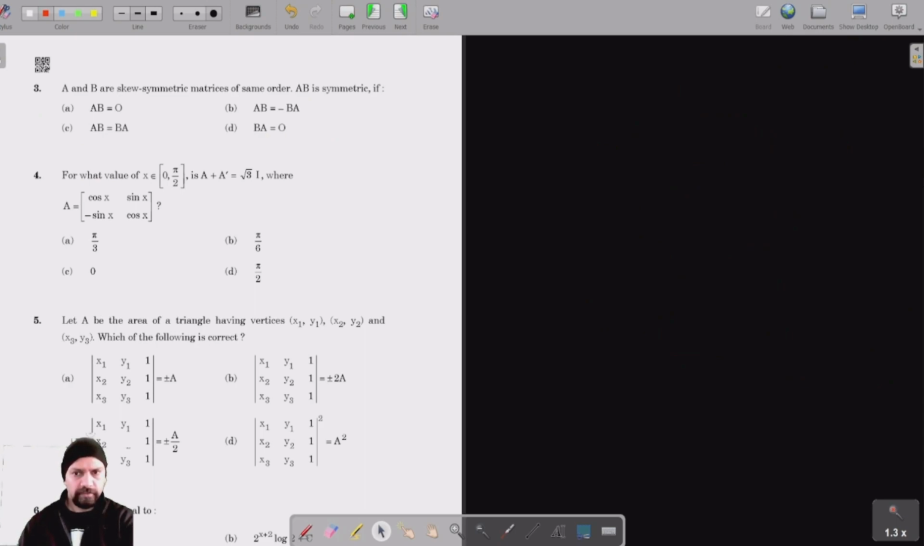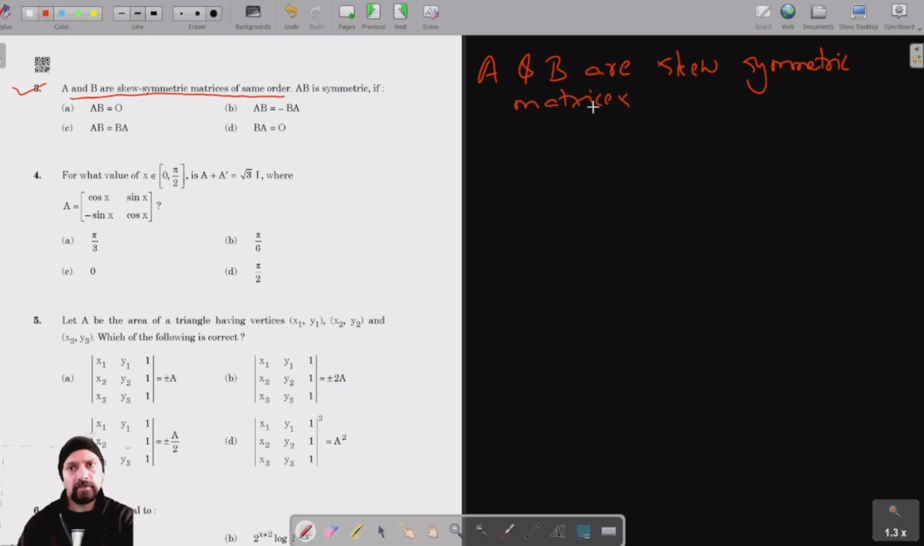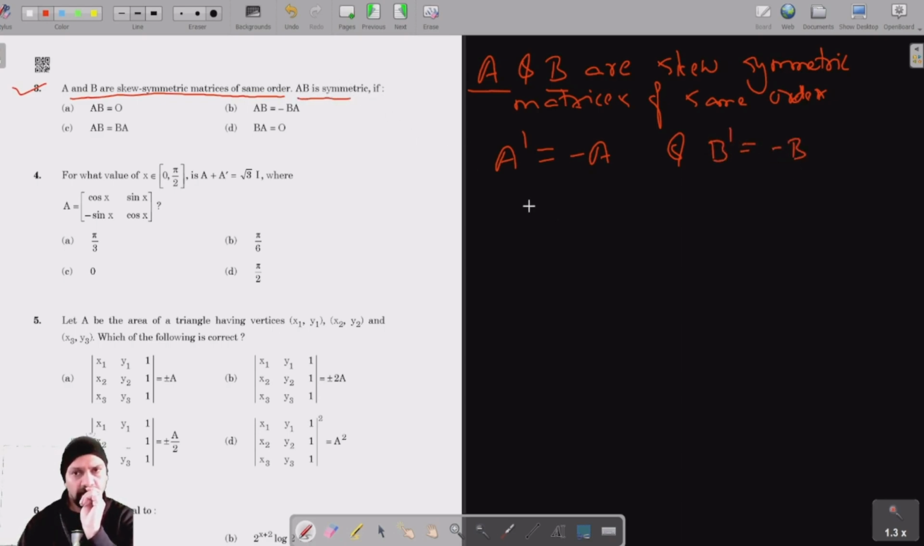For question number 3, it's given that A and B are skew symmetric matrices of same order. That means A transpose is equal to negative of A and B transpose is equal to negative of B. AB is symmetric.